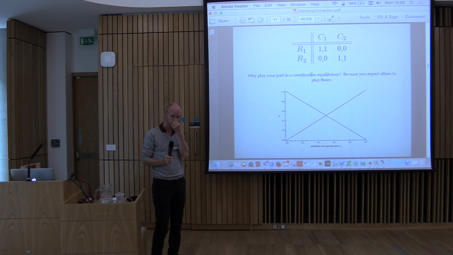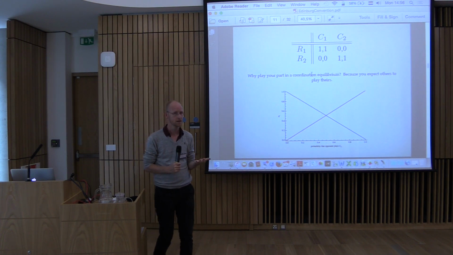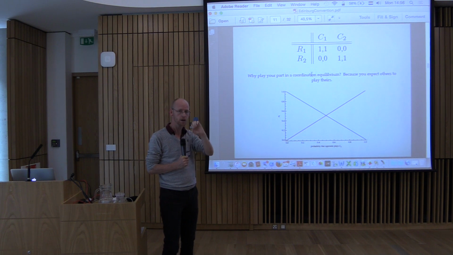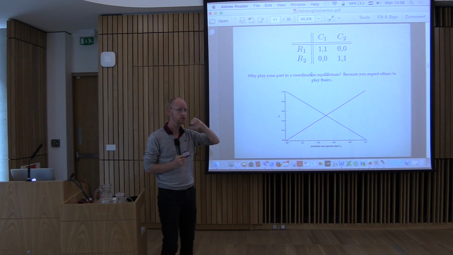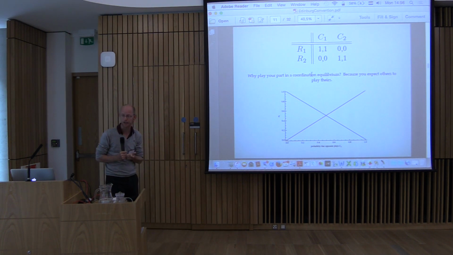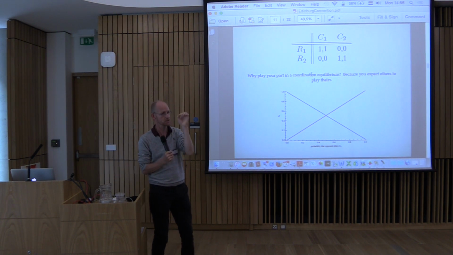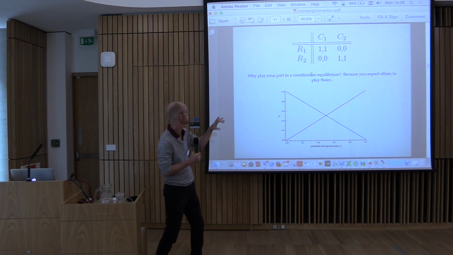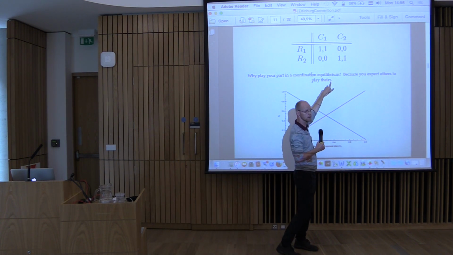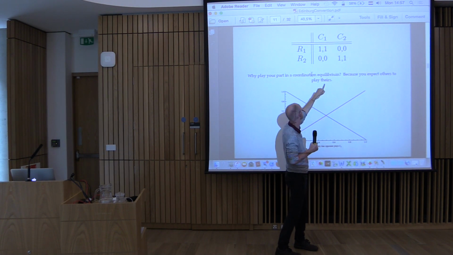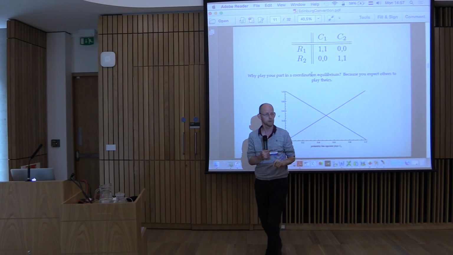So we have a coordinating problem, and we saw what the equilibria of the game are. But now, of course, we want to know, suppose that we have a coordinating problem, so it doesn't matter what you play. We have various solutions, equilibria, but what should you play? Suppose you have this coordinating problem: R1 and C1 would be good, and R2 and C2 would be good. But what should you do?